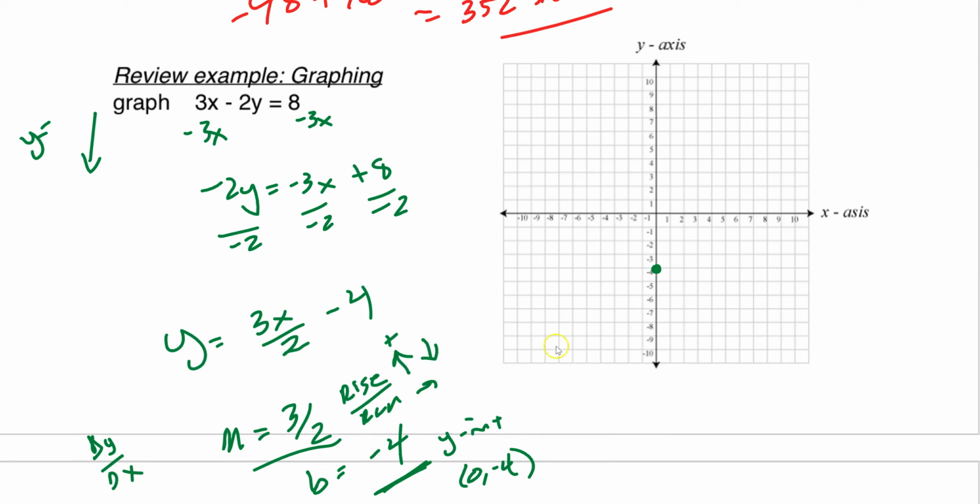And we always go right. So from here, I'm going to go up 3. 1, 2, 3. Then I'm going to run 2. 2 to the right. Always go to the right. Connect the dots.